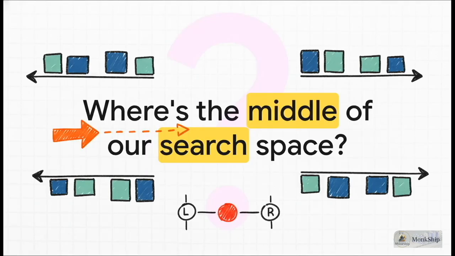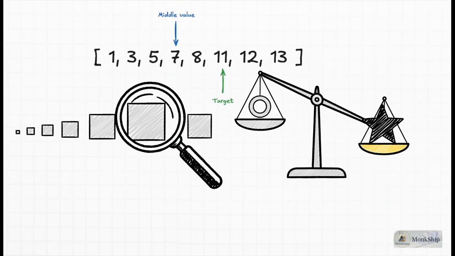So what's the first move? We don't check the start. We don't check the end. We jump straight to the middle. We find the exact center point of our current search space. Okay, we've landed on the middle value. Now we just ask one simple question. Is our target bigger or smaller than this middle number? Let's say our target is 11, and the middle value is 7.